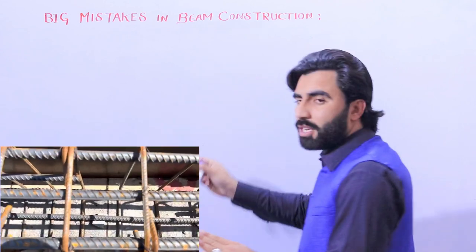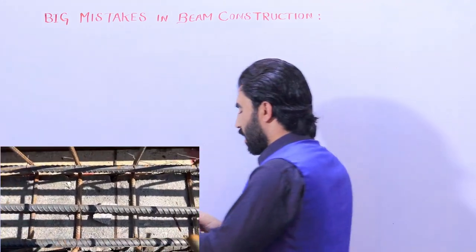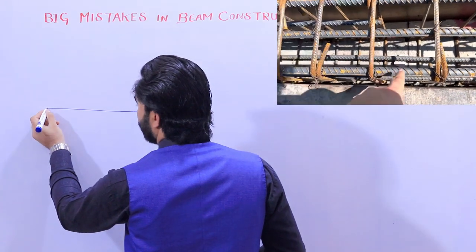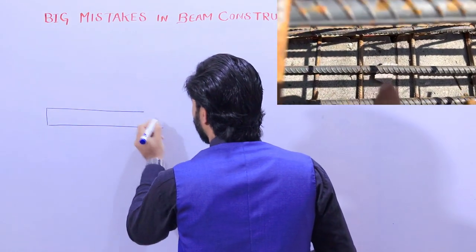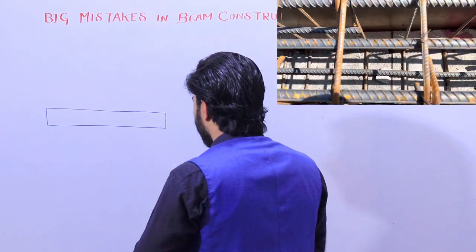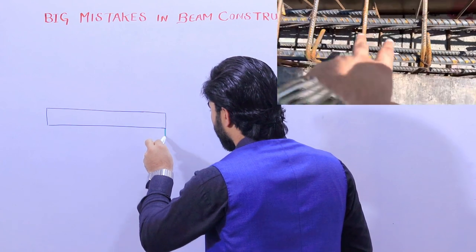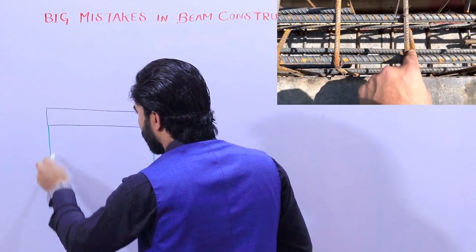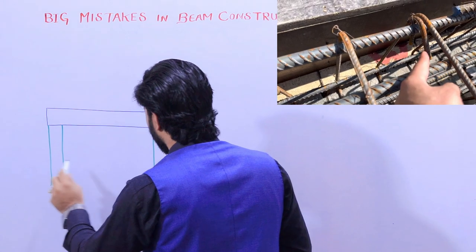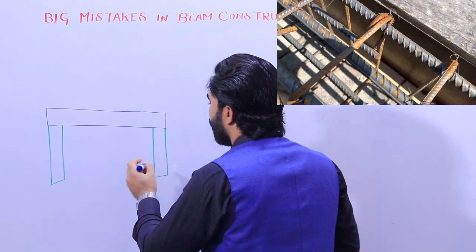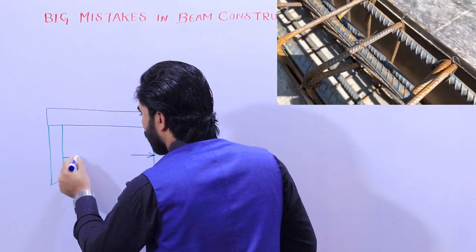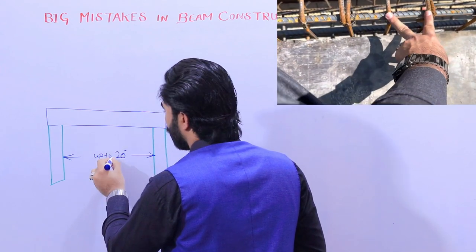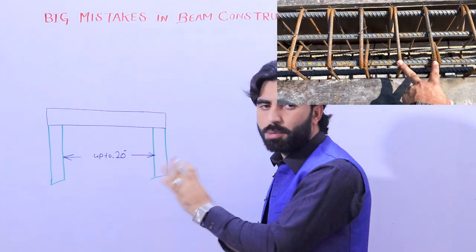The topic is big mistake in beam construction, as you can see in this practical video. So here, suppose this is a beam, this is the long section of the beam. And here, these are supports. Supports means columns. This is the other support. Okay, guys, here the span is about up to 20 feet.